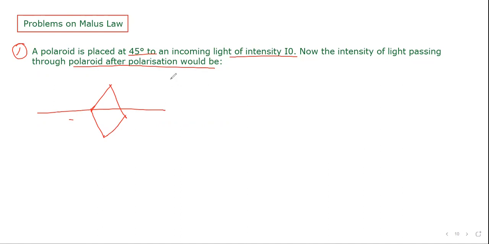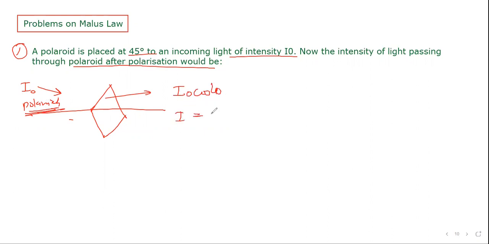Suppose light is coming at some angle of 45 degrees. The notes did not say it clearly, but it's important to mention whether the incoming light is polarized or unpolarized. I'm assuming it is polarized light already. So polarized light passing through a polarizer means you have to apply Malus law. That becomes I naught cos square theta, right?